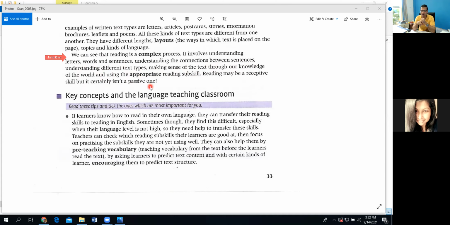use when we want to understand the text type. Is it a letter, an invitation card, an article, a part of a story, or a novel? What is it? Then we try to understand the connection between the words and the sentences. Different text types are there in it. We try to understand and make sense of it through the knowledge of the world.